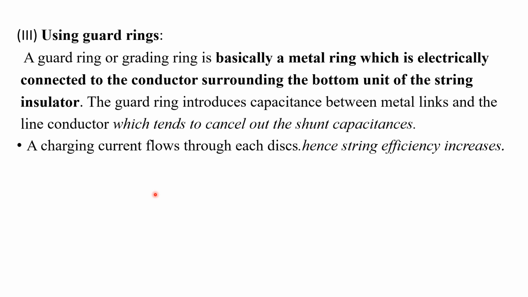This is the main use of guard rings in transmission lines: to improve the string efficiency by reducing the shunt capacitance. These are the main three methods that we can adopt to improve string efficiency in transmission lines. Thank you.